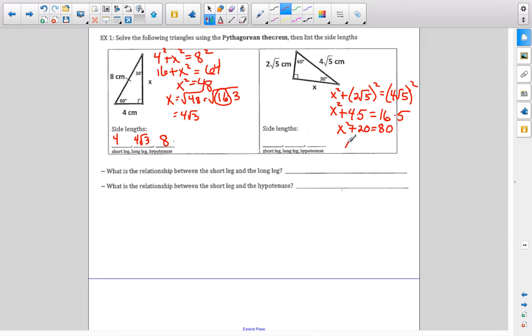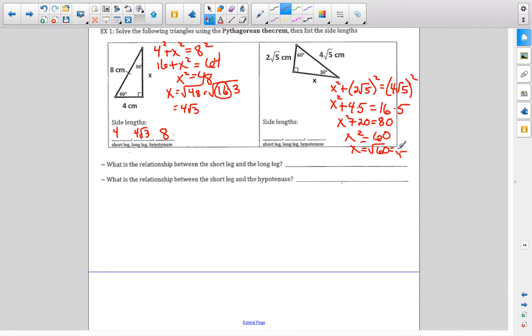Subtract 20 from both sides, and x squared equals 60, or x is the square root of 60, which is 4 times 15. So I can take that 4 out of jail, and x becomes 2 root 15. Okay, I need a little more room for that. The short leg over here is 2 root 5. My long leg is the 2 root 15, and my hypotenuse is the 4 root 5.